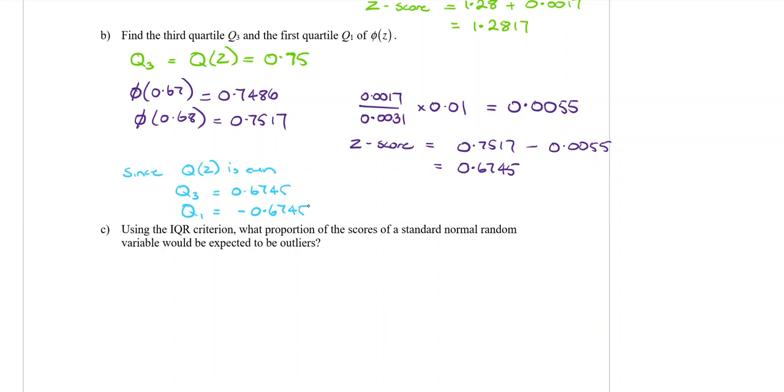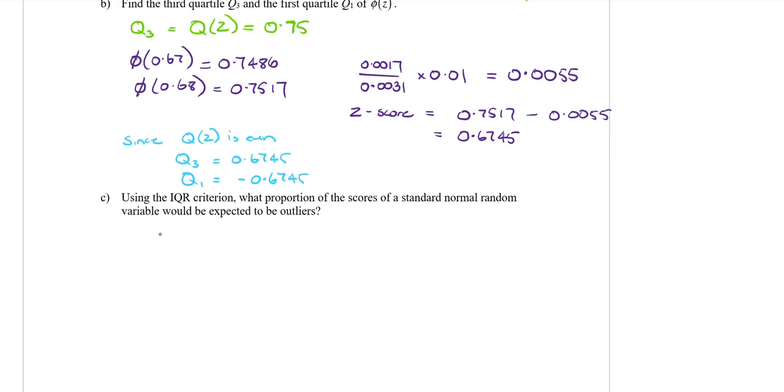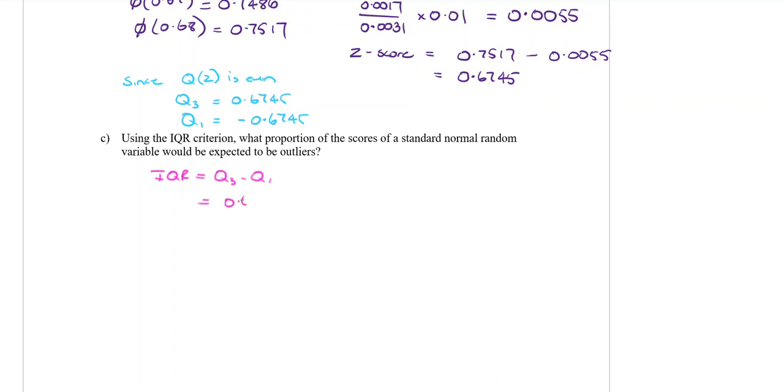Question C. Using the interquartile range criterion, what proportion of the scores of a standard normal random variable would you expect to be outliers? Okay, it says to use interquartile range, IQR. Interquartile range formula is Q3 minus Q1. So our Q3 was 0.6745, and then I want to minus negative 0.6745. So the minus becomes a plus, and that's an interquartile range of 1.3490.